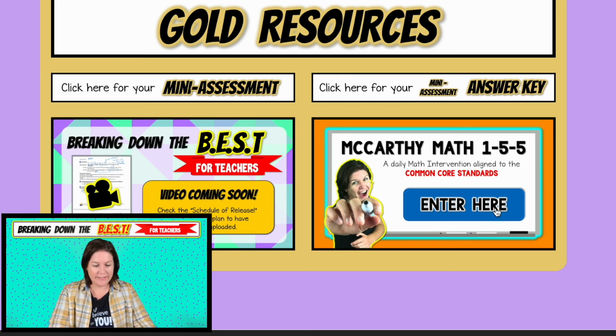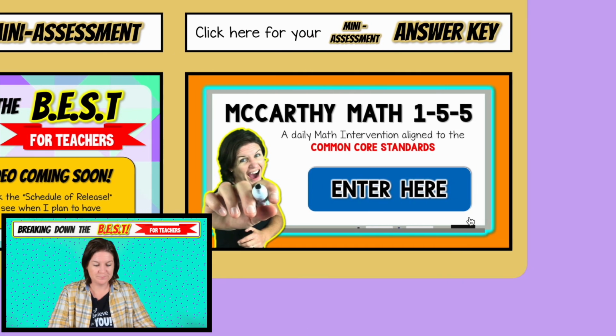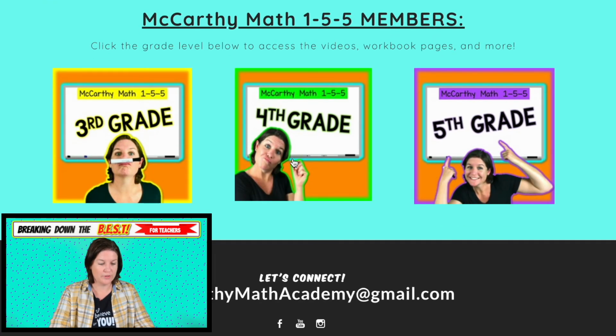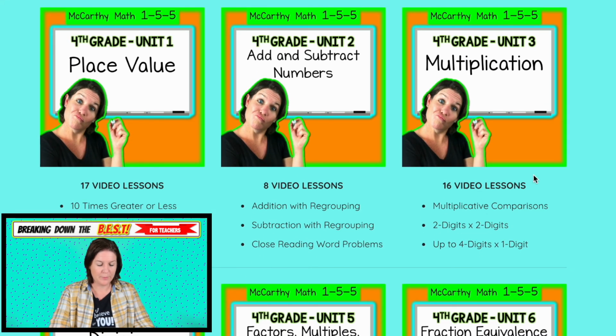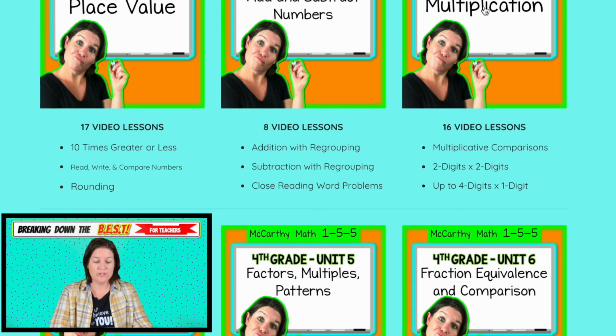But the main highlight of having the gold plan is because you also have access to McCarthy Math 155, which is a daily math intervention that I created that's aligned to the Common Core standards. Now, we're in a different set of standards now, but there is a lot that does trickle over. So if we go to 4th, I'll show you some of the things that you can use for this if you have the gold plan. Okay, so since we're working with multiplication and division, well, if your students are struggling with multiplication, you can go right here to Unit 3.